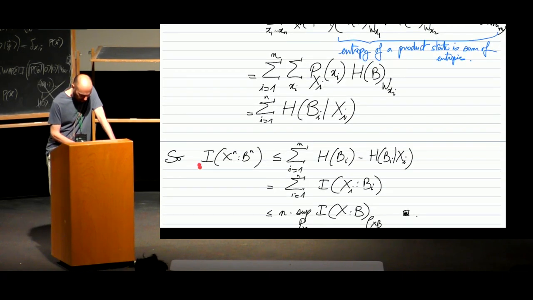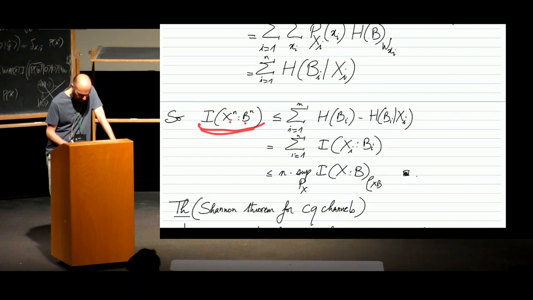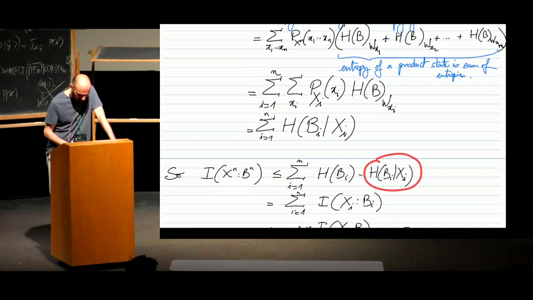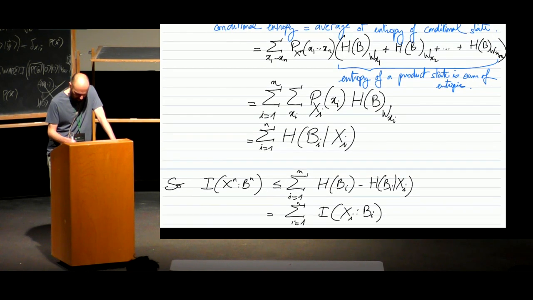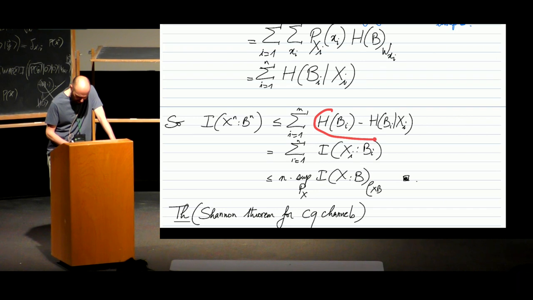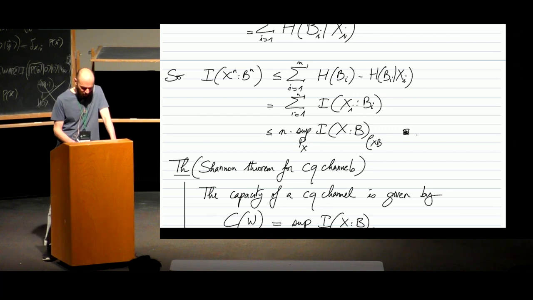So let's get back to the mutual information between X^n and B^n. I have upper bounded it by the sum for i equals 1 to n of H(B_i). Remember, we obtained this just by subadditivity of the entropy. And this was actually an equality, obtained by the fact that the channel is a product channel and the additivity of the entropy of the product. And this is, again, now the mutual information between X_i and B_i. And so it's just upper bounded by n times the supremum over all possible probability distributions of the mutual information between X and B.